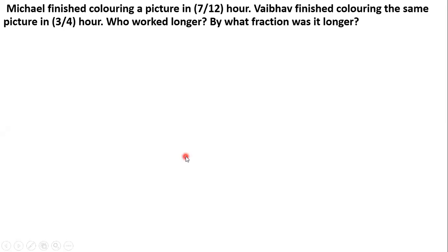Michael finished coloring a picture in 7 by 12 hour. Children, I again want you to write down the main thing so that you can answer my questions. The thing is, Michael finished coloring a picture in 7 by 12 hour. Weber finished coloring the same picture in 3 by 4 hour. Who worked longer? By what fraction was it longer?